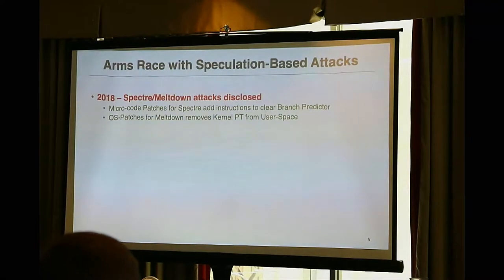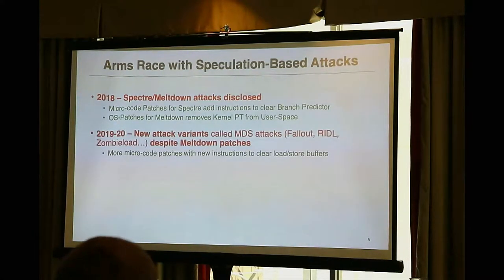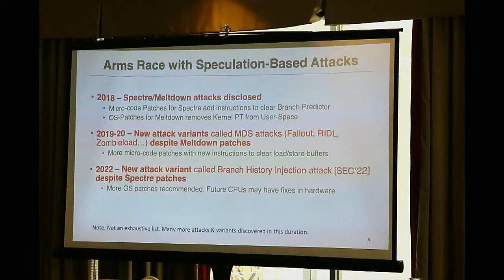They were discovered in 2018, and we had several microcode patches and OS patches that were recommended to lessen the vulnerability to these attacks. But 2019 and 2020 saw a new wave of attacks. For example, MDS attacks that exploited very similar vulnerabilities like Meltdown and worked despite the Meltdown patches. And then we saw more microcode patches, like new instructions to clear out the buffers through which these MDS attacks leak data out. And of course, we saw new attacks that work despite these patches.